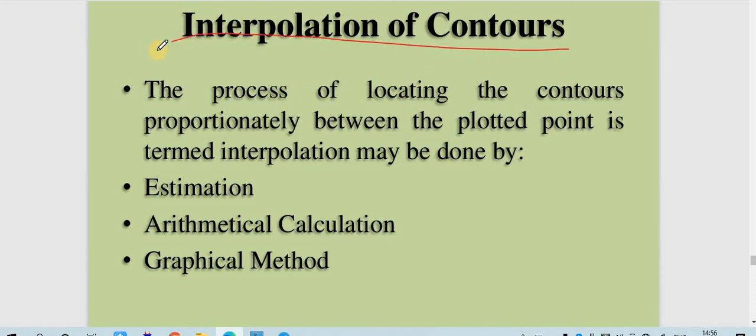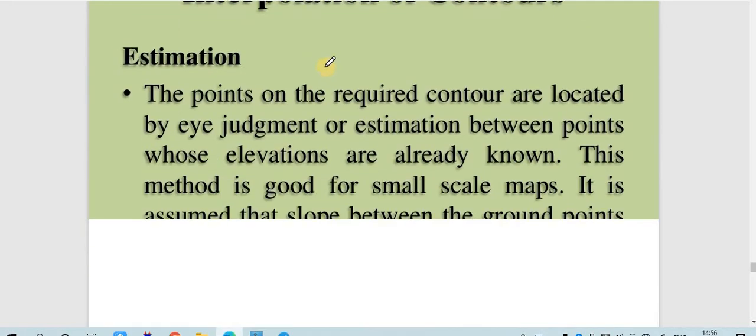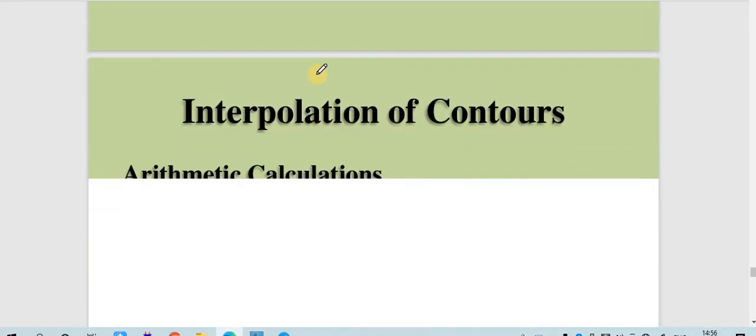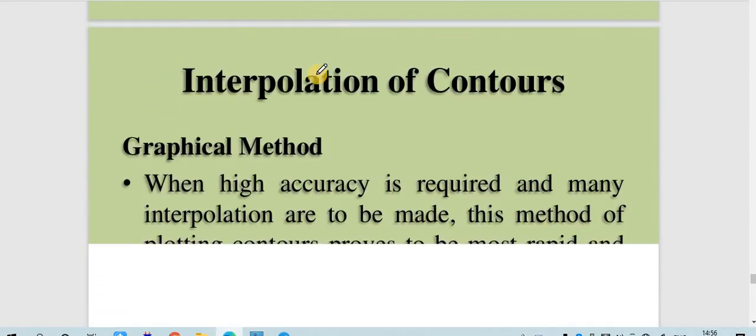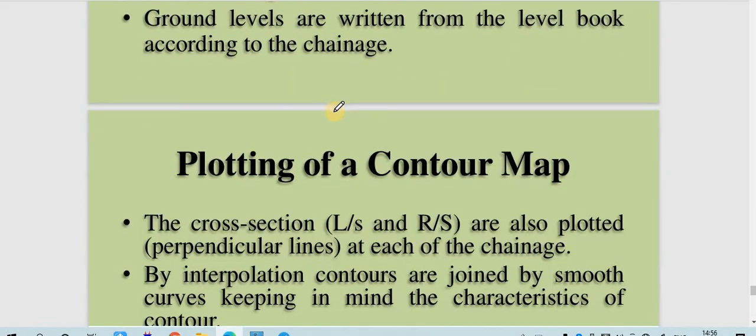Now to find out the interpolation. Now how to do your interpolation? So there are basically three methods by which you can do the interpolation of your contours. The process of locating the contour proportionally between the plotted points is termed as interpolation, and it is done by the help of estimation, by arithmetical calculation, and by a graphical method. Okay. So in estimation, it is not given any theoretical part over here.